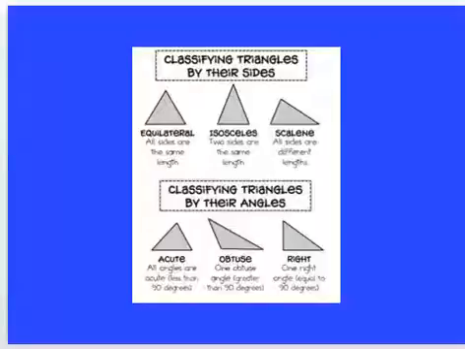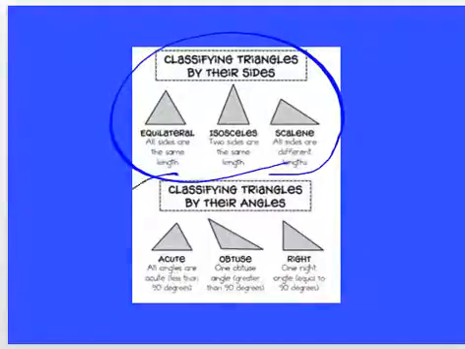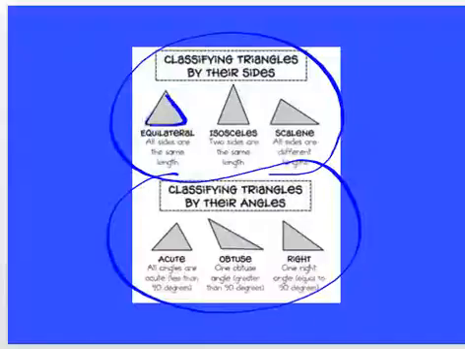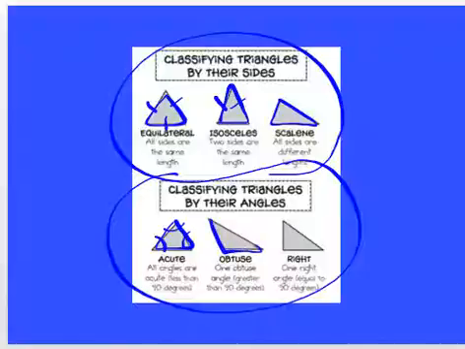So this is just a summary of what we just talked about. These are the ways to classify triangles by their sides, and these are the ways to classify triangles by their angles. We talked about equilateral. We talked about isosceles. And we talked about scalene. We also talked about acute, which has all those small angles, obtuse, which has that one big angle, and right, which has the one right angle.